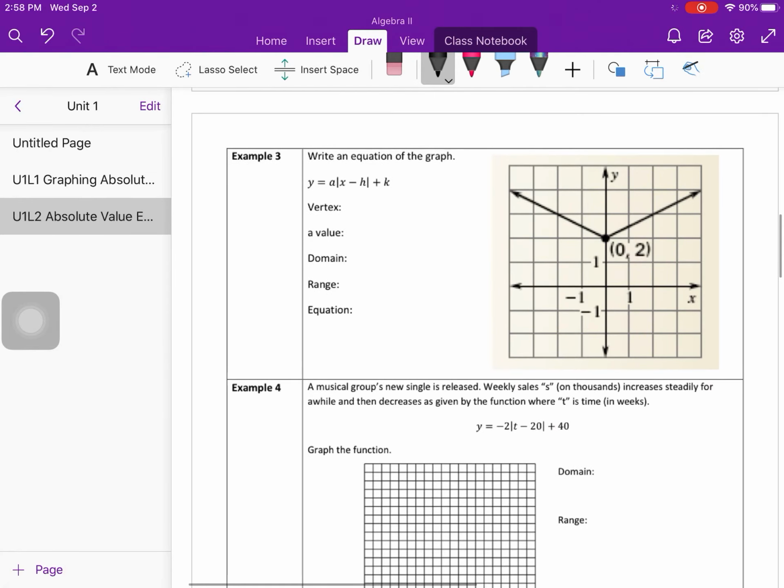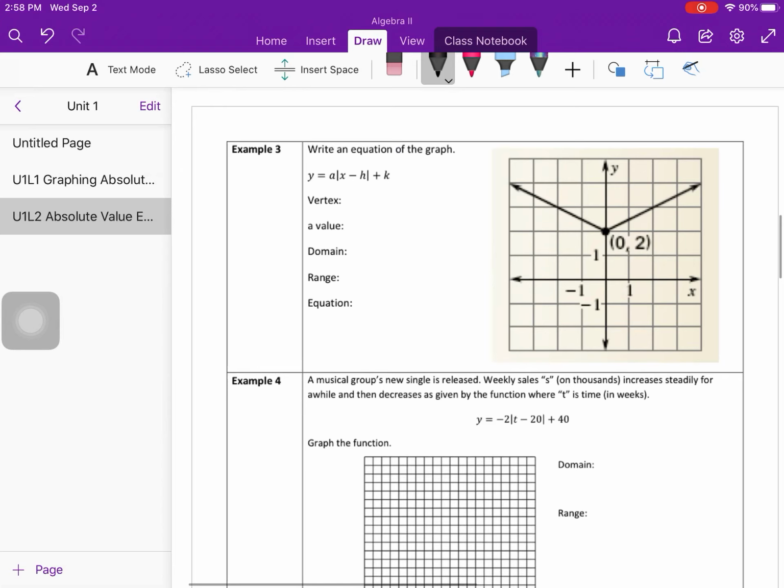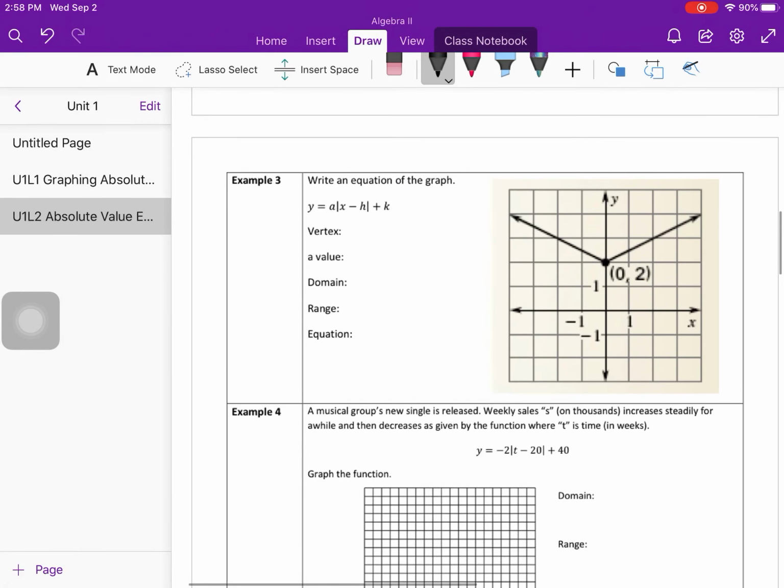Continuing on. Example 3 is going to be the last one that we're going to do. I'm going to save example 4 for something we can talk about in class. So first things first, vertex. Nice easy point right here, 0, 2. Whenever you get 0 in the vertex, that is going to change how our equation looks in the final answer. Nothing too drastic, but just keep that in mind.